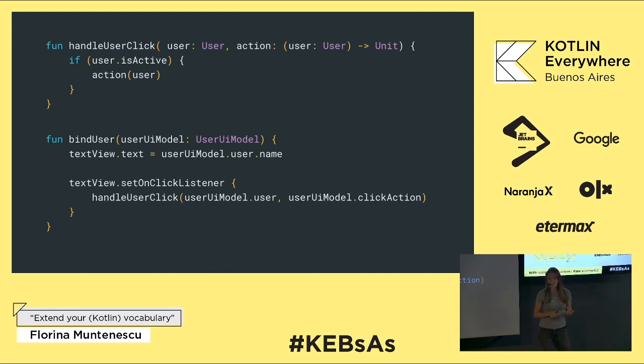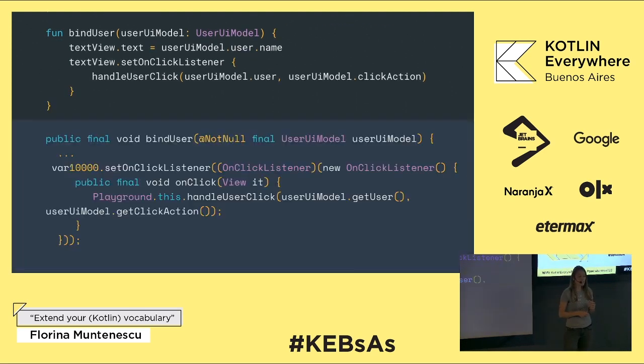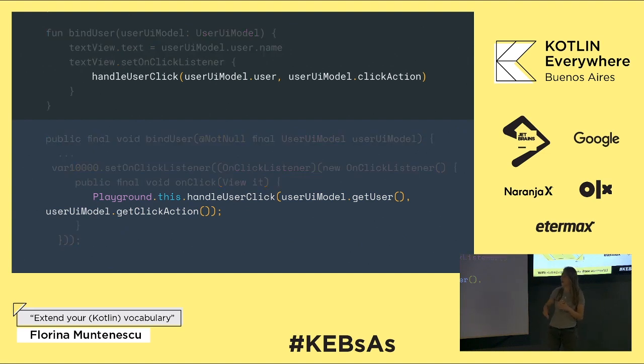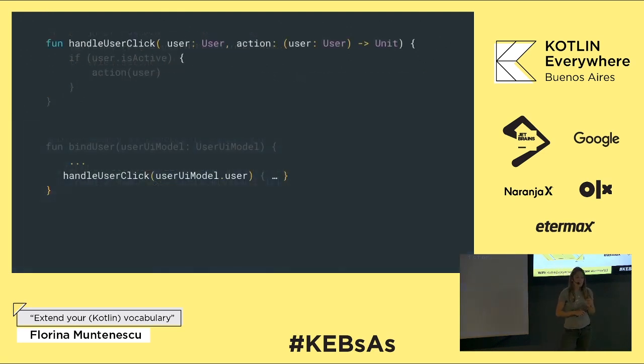OK, so now it's the time when we're looking at the decompiled Java code. So I was curious, OK, what happens here? What happens when we're calling this function? So this is what the compiler is doing. So it creates our bind user function. It's creating this new on-click listener, where it's just calling the function that we defined above. That's all.